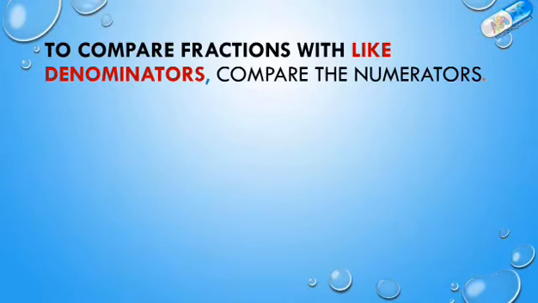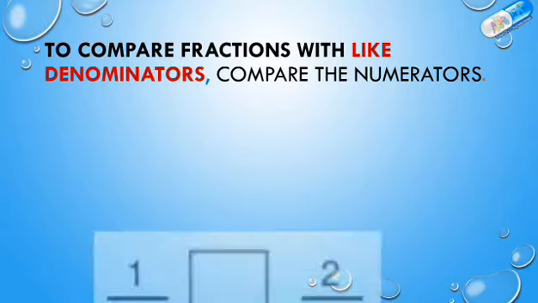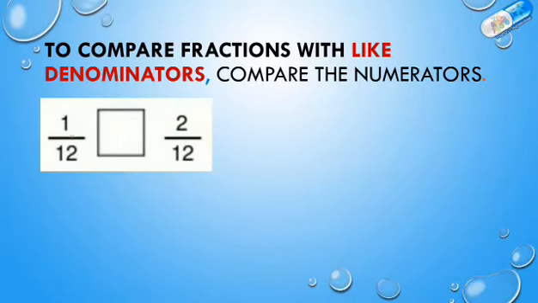First, to compare fractions with like denominators, we compare the numerators. Look at this example, 1 over 12 and 2 over 12. We want to compare them. We want to put greater than, less than, or equal. Look at the denominators here, it's 12, and here is also 12. We have like denominators, and like denominators means the same denominator. So we just compare the numerators, and it's super easy.